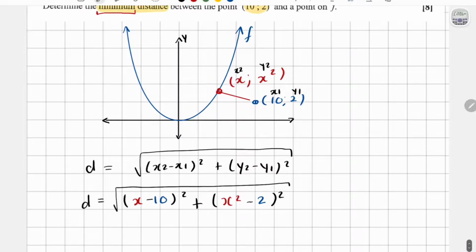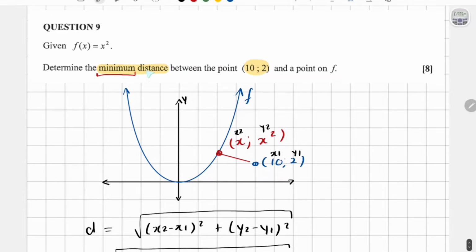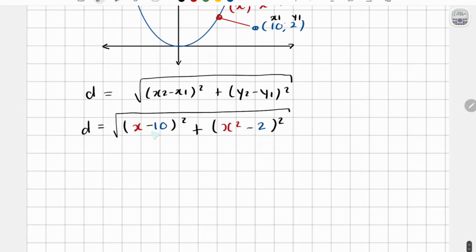Okay, so now that we have this down, what we're just trying to find is the minimum distance. So if you want to find the minimum distance, the lowest distance, we can just simplify this as far as possible. And then with that expression, if we can find out where that expression will be a minimum value, we can take that expression and substitute it back into this distance formula. Okay, so let's just simplify this.